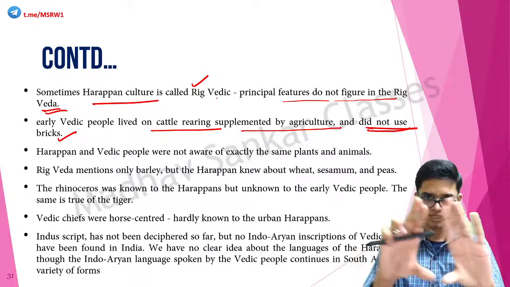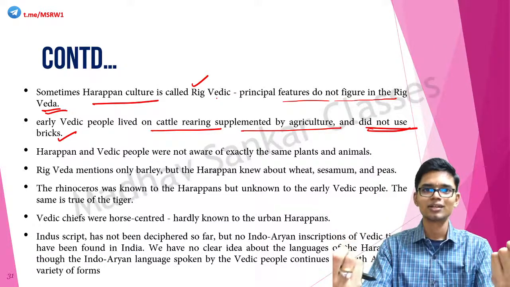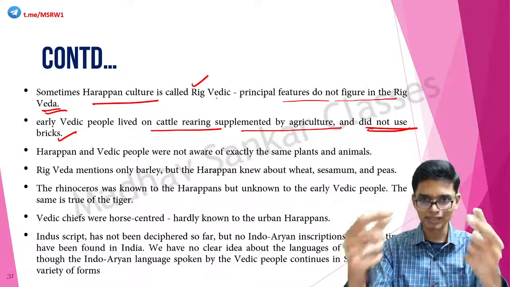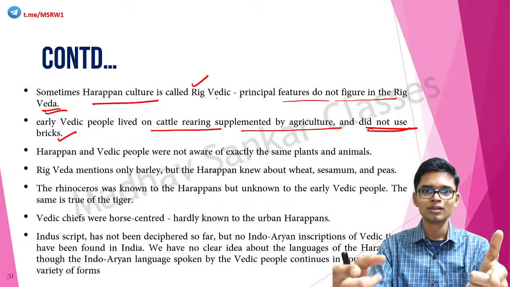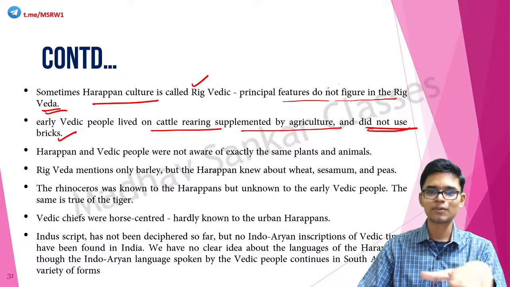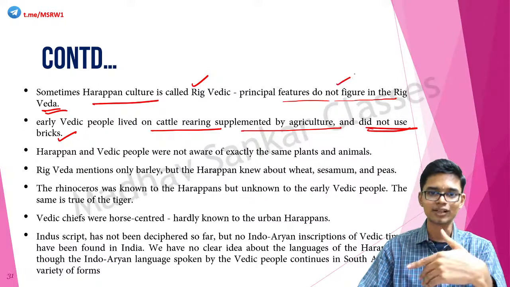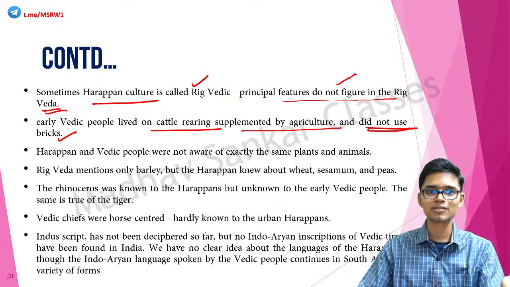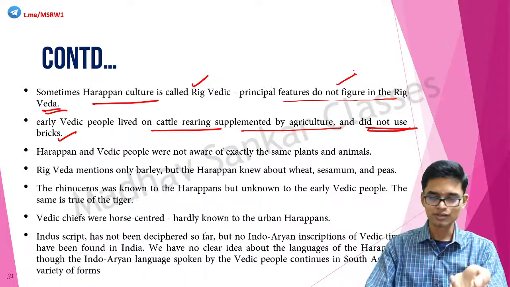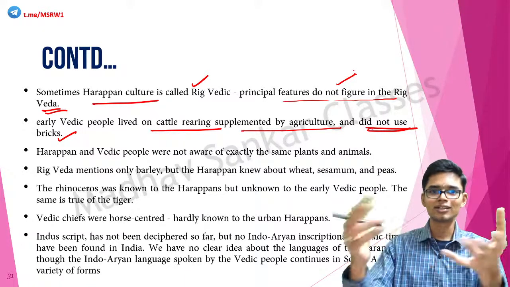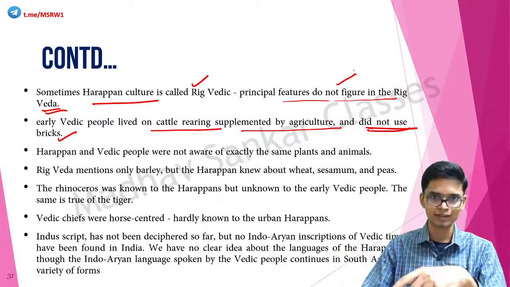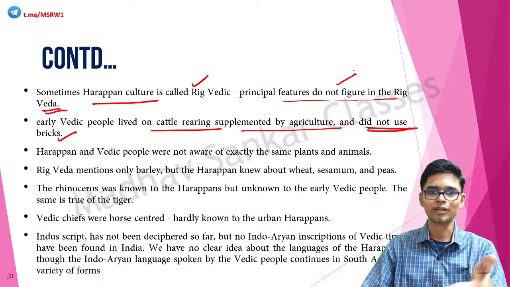From this textbook, that is what you have to take away. Some historians still do call Harappan culture Rigvedic. The reasons are as follows. The problem is there is no principal feature of Harappa that is depicted in Rigveda. What are the principal features of Harappan society? Town planning, drainage system, use of burnt bricks. All these are the typical features of Harappan society. Nothing of this sort is depicted in Rigveda. That is the limitation of this argument.